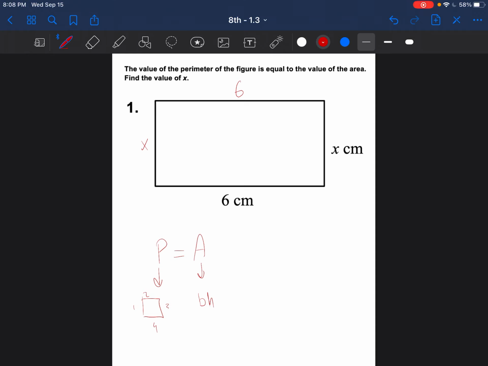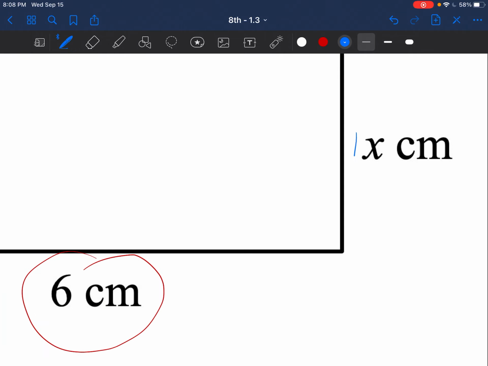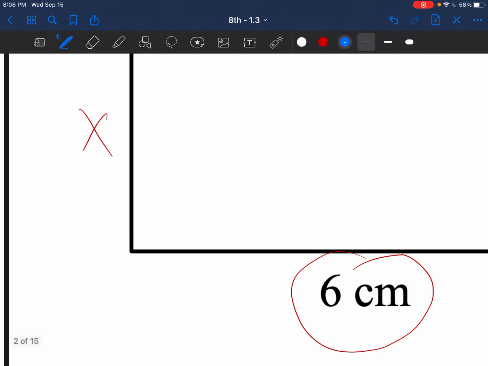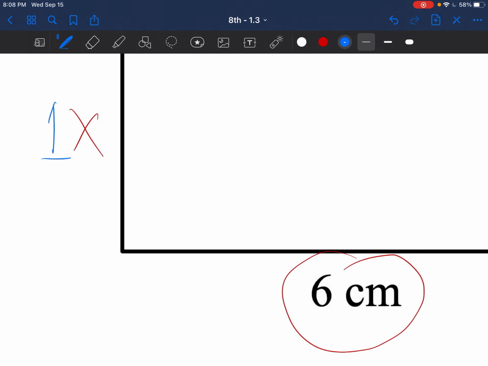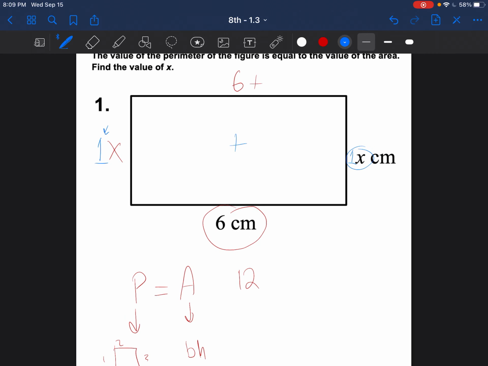So perimeter is going to be 6 plus x plus 6 plus x. Well, I know 6 plus 6 is 12. 1x plus another 1x. Remember, guys, if you don't remember this, there is an invisible number here. This is 1x, right? And this is also an invisible number. It just tells me, I have 1x. Alright, so we have 6 plus 6 gave me 12. And then 1x plus 1x gives me 2x. Good. So we found the perimeter.